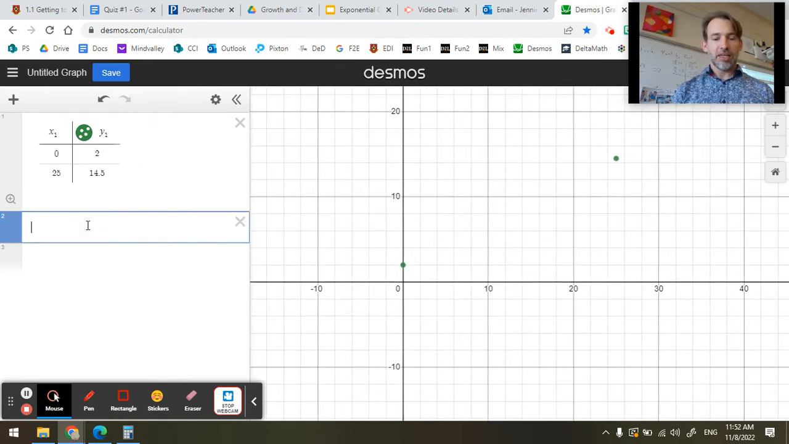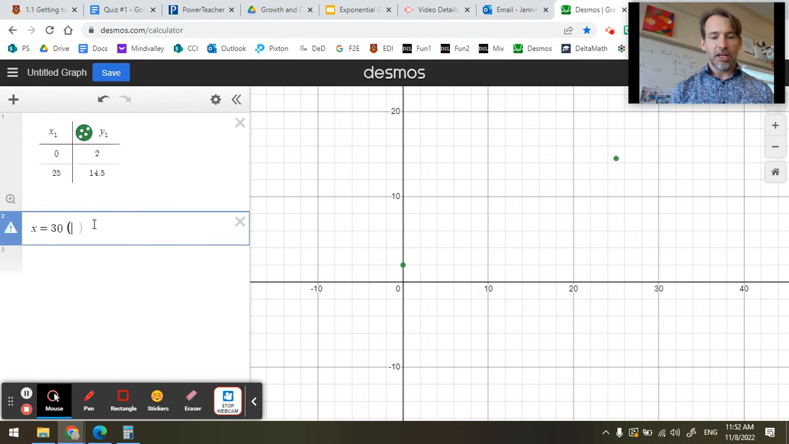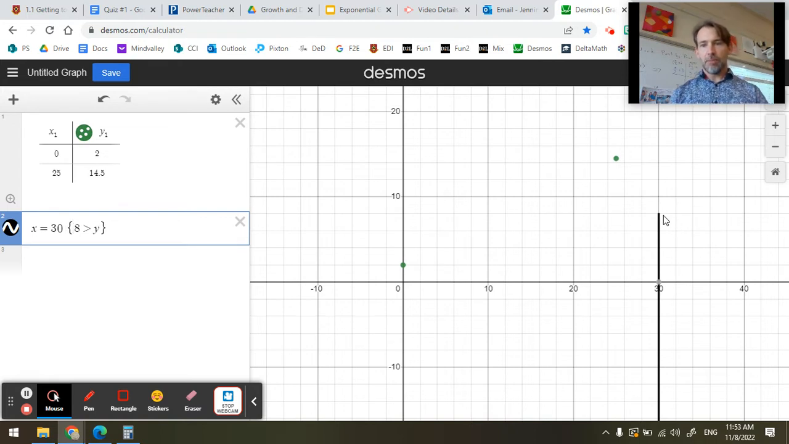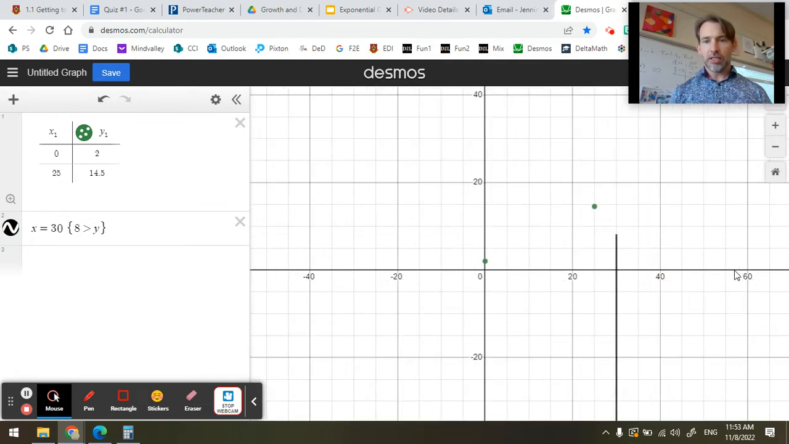I can also put the net in there. Maybe I'll use the line x equals 30 for the net, but I want to only draw that 8 feet high. So 8 is greater than y, and the squiggle bracket. There we go. This should be a squiggle bracket here. There. So that's the net. At its highest, it's 8 feet high, and the court goes all the way to 60. So now you can see this thing.